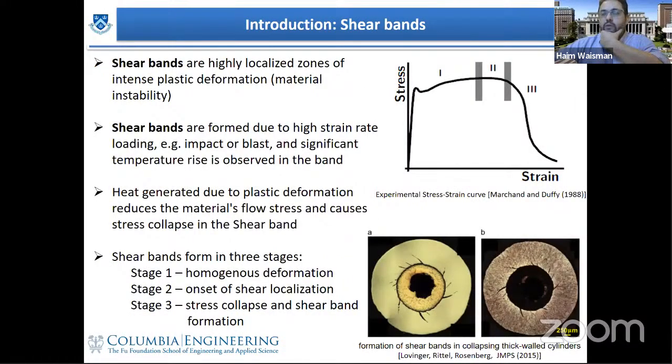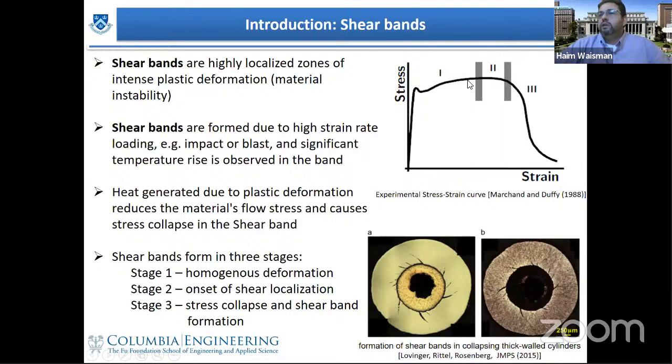All right, so first let me start with what is a shear band. If we start by looking at the experiment done by Danny Rittel from the Technion, we will see that there are shear bands that are formed in a circular cylinder. And those shear bands essentially follow the following stress-strain curve.